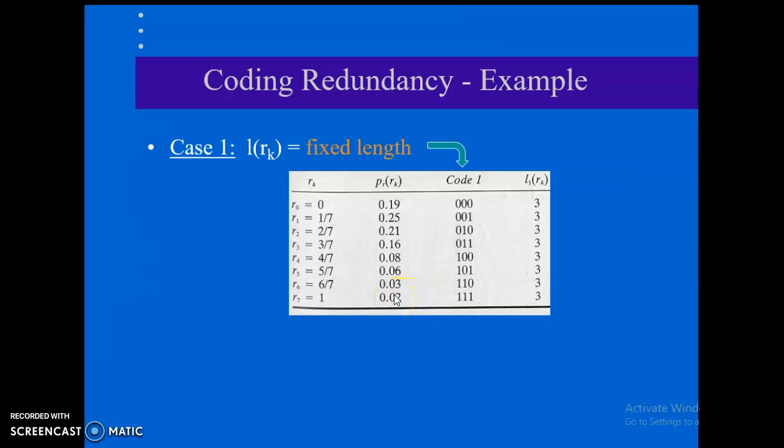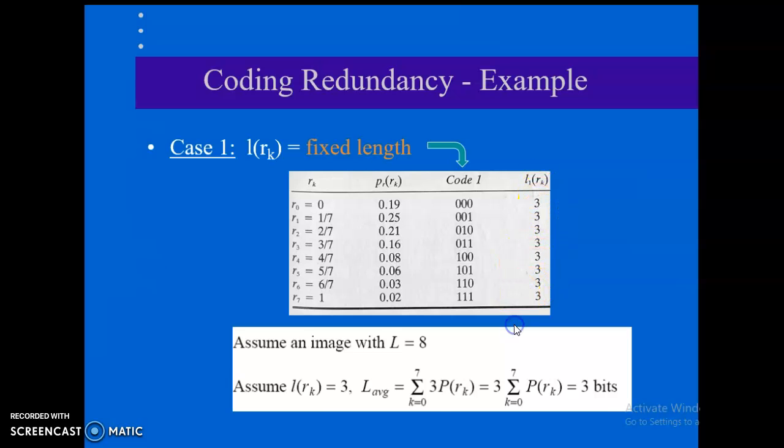p_r of r_k, code 111, l1 of r_k is 3. Here from 1 by 7 to 6 by 7, that is r_1 to r_6, the probabilities are 0.25 to 0.3 and 0.03, with codes 001 to 110. All l1 of r_k are 3.